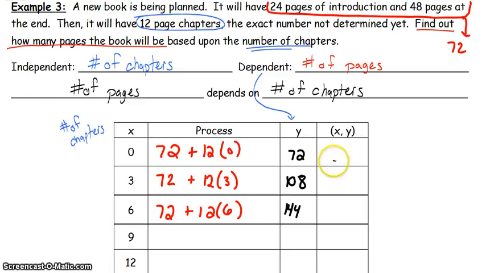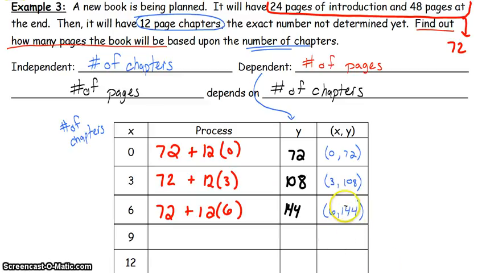Don't forget, we have to write our ordered pairs. 0 chapters, it's 72 pages. 3 chapters, it's 108 pages. 6 chapters, it's 144 pages.